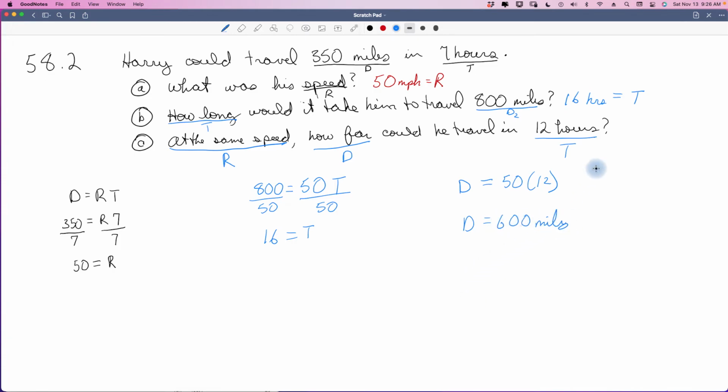That one was pretty easy to do. So 600 miles, and miles is just mi, equals our distance. Those were not hard to solve if you remember the formula and the way you have to write it. And it's just dirt. Distance equals rate times time.